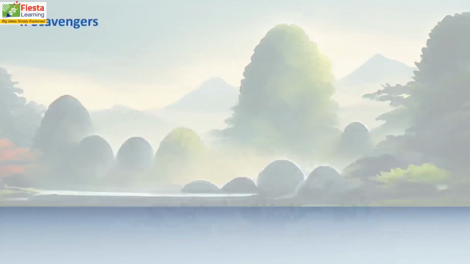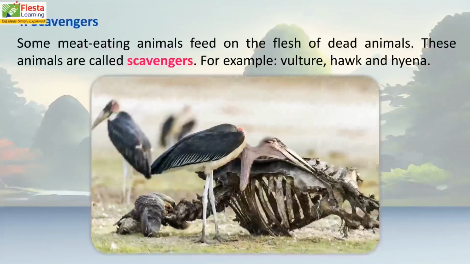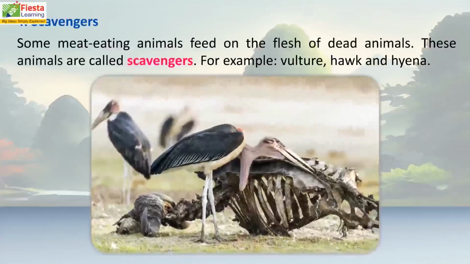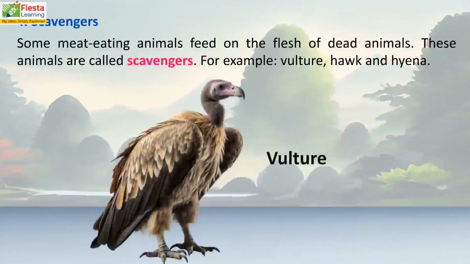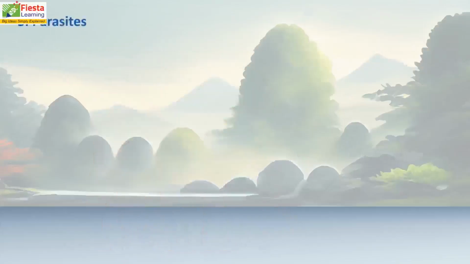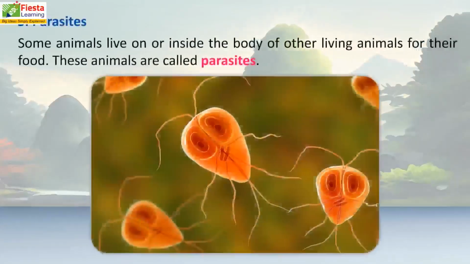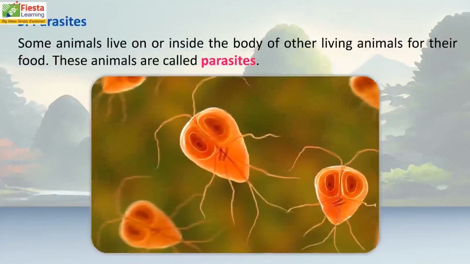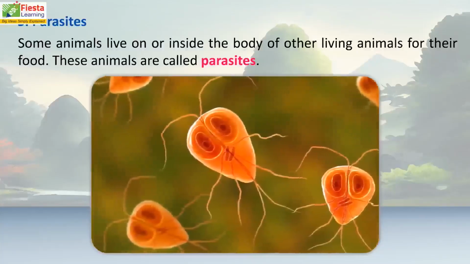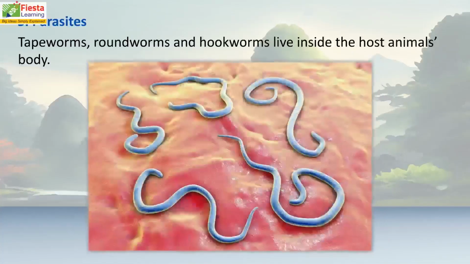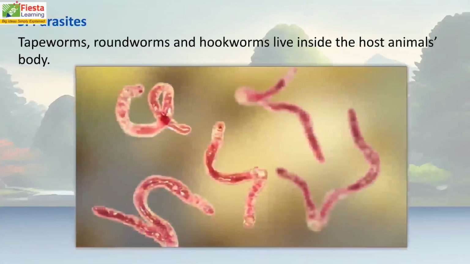4. Scavengers. Some meat-eating animals feed on the flesh of dead animals. These animals are called scavengers. For example, vulture, hawk, and hyena. 5. Parasites. Some animals live on or inside the body of other living animals for their food. These animals are called parasites. Tapeworms, roundworms, and hookworms live inside the host animal's body.